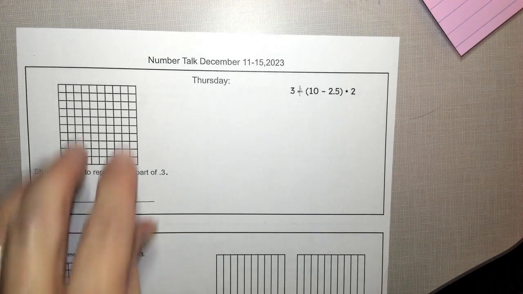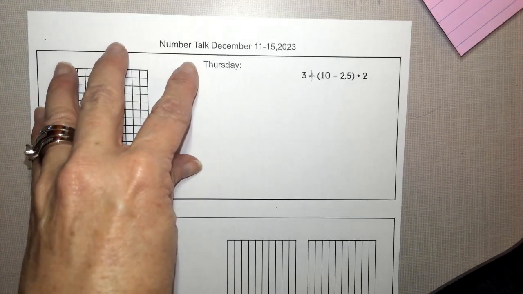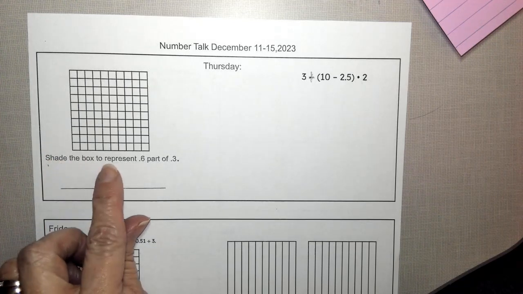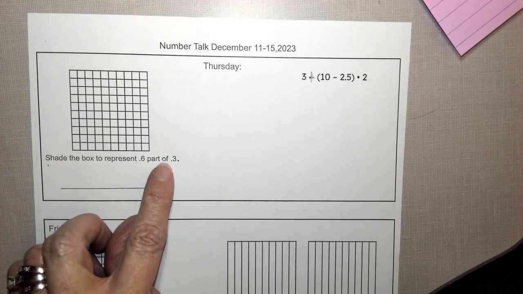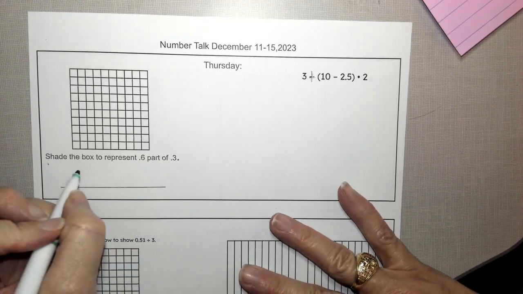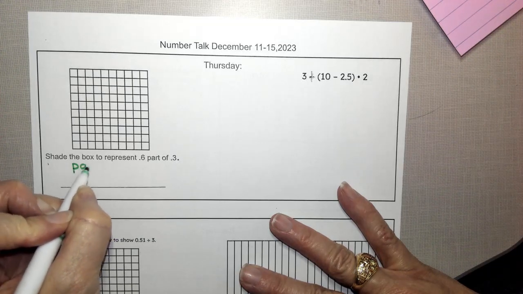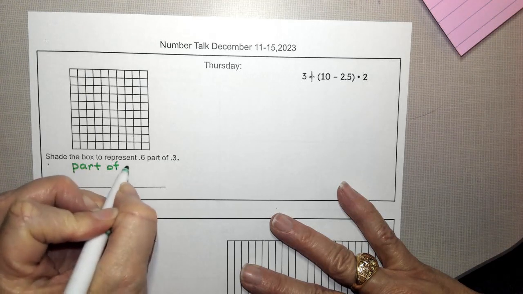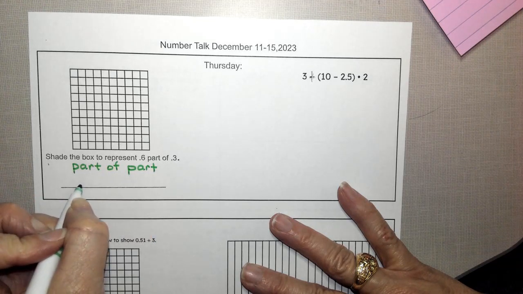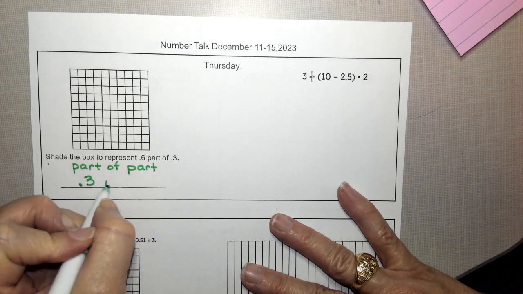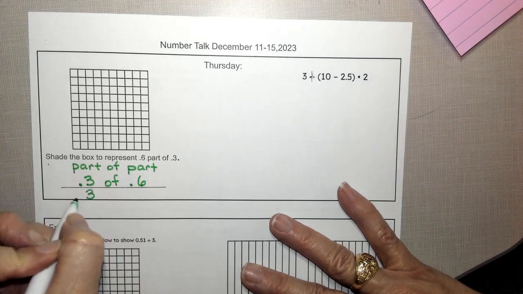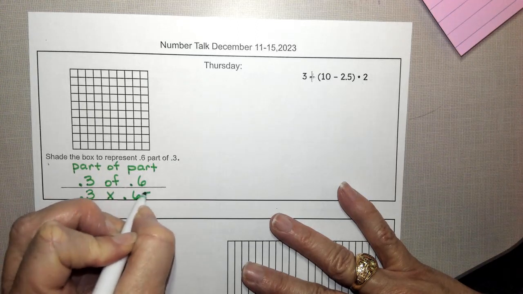All right? So we have two pieces. I'm going to walk you through this part because I want to make sure that you're understanding the models carefully. And it says shade the box to represent 6/10 part of 3/10. So last week when we were talking on Thursday, we were talking about part of a part. And we want to know 3/10 part of 6/10. So what that really means is that we're multiplying 3/10 times 6/10 to get an answer.